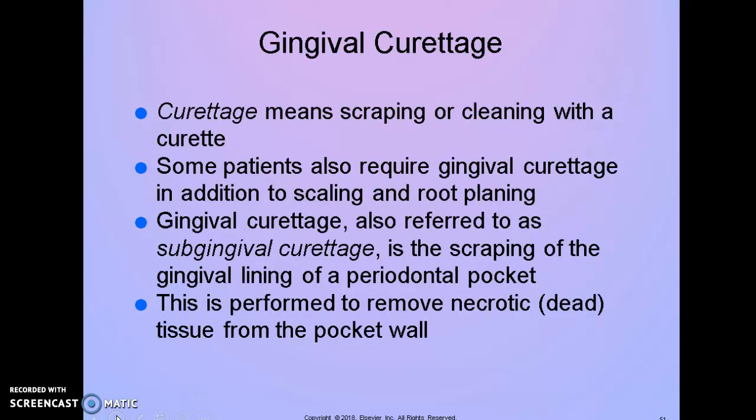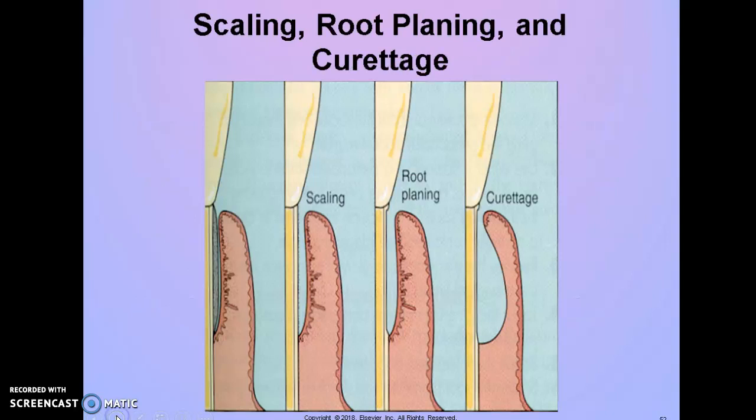When we perform gingival curettage, this means that the soft tissue is scraped or cleaned with a curette. Some patients will also require gingival curettage in addition to scaling and root planing. This curettage is also referred to as subgingival curettage, which is the scraping of the gingival lining of a periodontal pocket. It's performed to remove the necrotic tissue from the pocket wall.